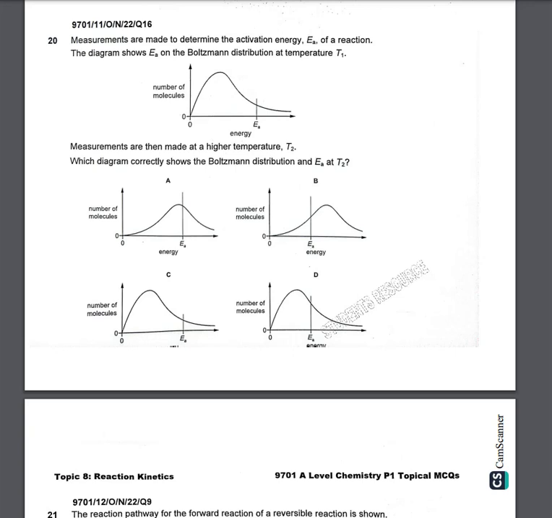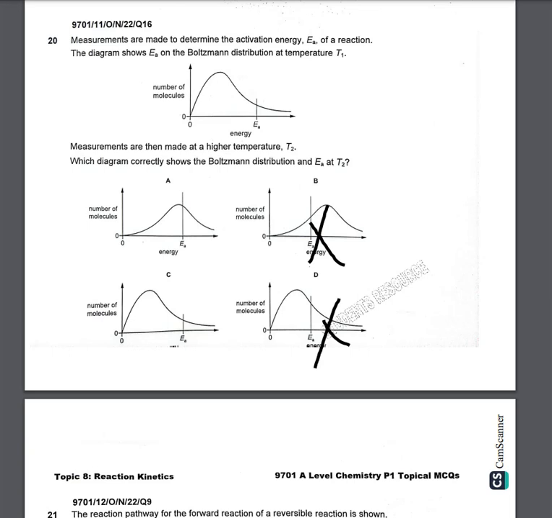Question number 20. The measurements are made to determine the activation energy EA of a reaction. The diagram shows EA on the Boltzmann distribution at temperature T1. Measurements are made at a higher temperature T2. So which diagram correctly shows the Boltzmann distribution and EA at T2? I had told you already, temperature has nothing to do with activation energy. So activation energy is going to stay the same. So you definitely ignore B and D.